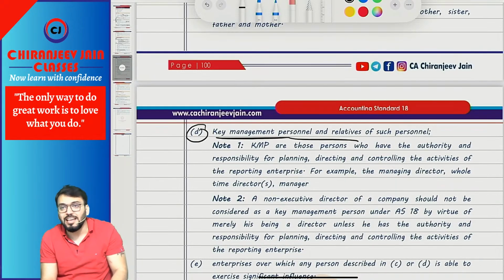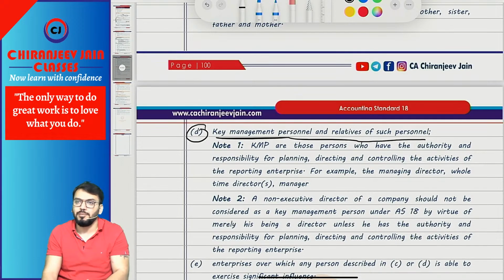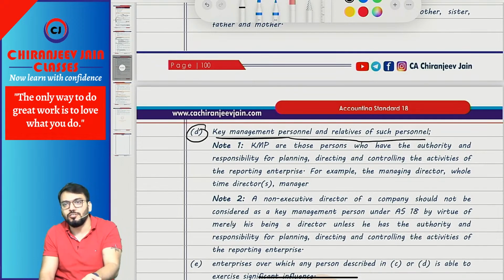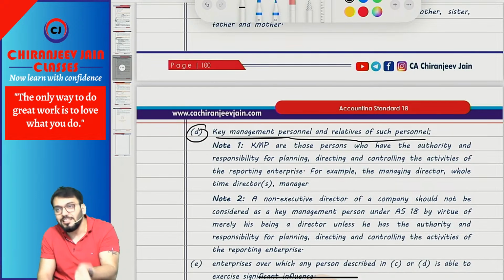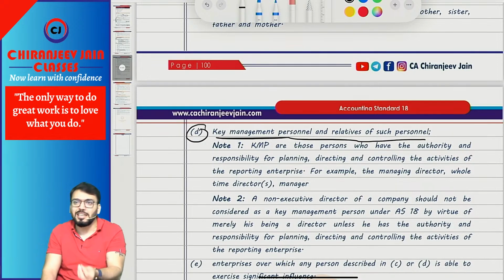Point number D is what? KMP of any entity and the relatives of such KMP. So any key managerial person of any reporting entity will also be a related party with their relatives. What do you mean by relative? Relative means what?